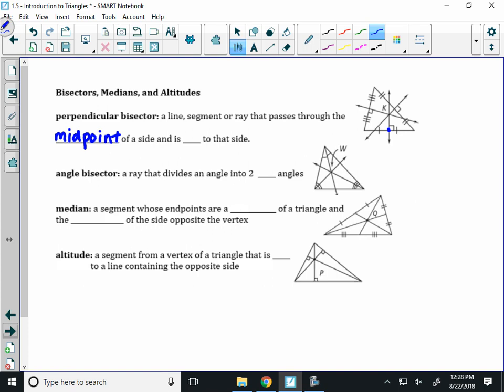What symbol do we use again for perpendicular? Good. Upside down capital T. That means perpendicular. And again, we love using symbols in geometry. We do not like writing out words. You'll see lots and lots of symbols.